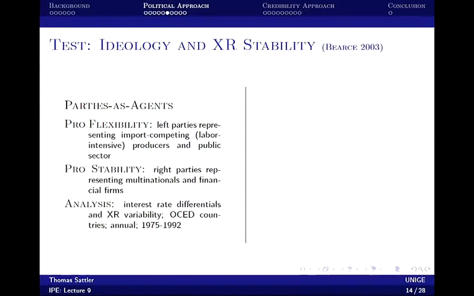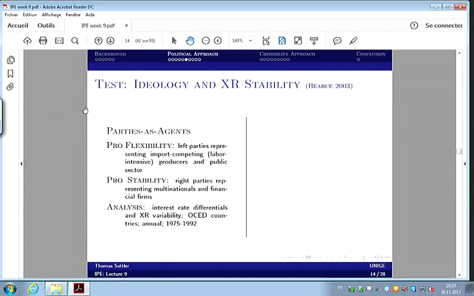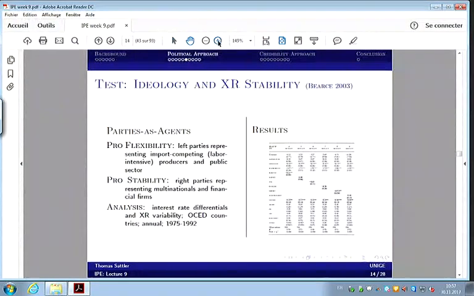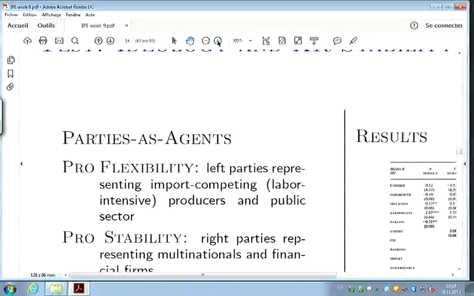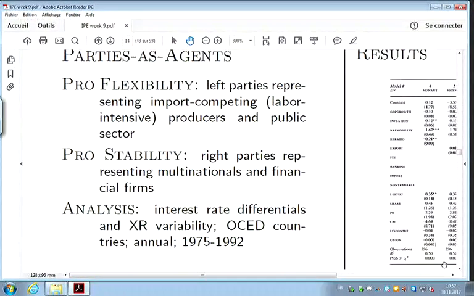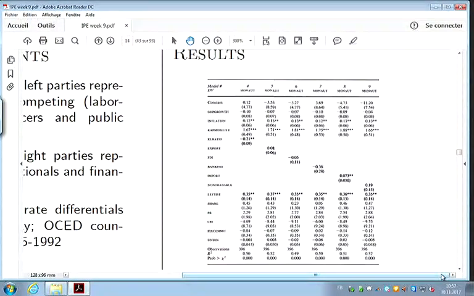He looks at interest rate differentials, which is a measure of policy autonomy, and exchange rate variability, which is a measure of flexibility in OECD countries from 1975 to 1992. I'm just gonna, this is a small table, so I'm gonna make it bigger. So here, what you see here is that the dependent variable is monetary autonomy. That's the interest rate differential that a country has to the world interest rate.